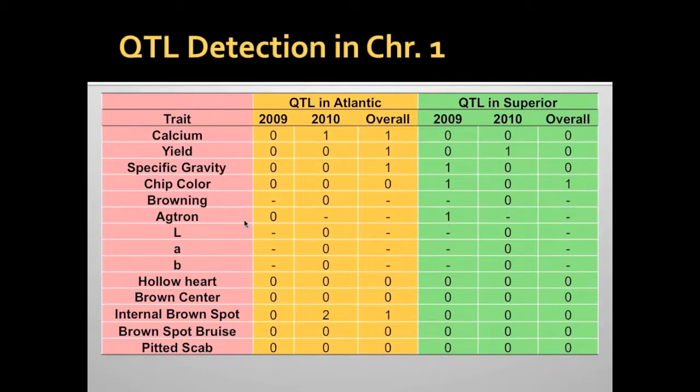So you can see there is no QTL that has been present in both years and in the overall data set. It's because we know that we won't find the same QTLs every year because the performance of the clones is not the same. And these traits are affected by genotype by environment interaction. But I wanted to show that in this table.